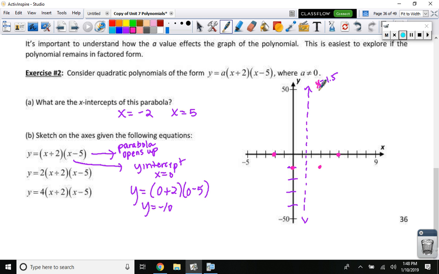What is the formula to find the axis of symmetry? X equals -b over 2a, right? But then it's got to be standard form so you can find out what b is and all that. Okay? So we don't need any of that though because we already know what the axis of symmetry is. So y equals (1.5 plus 2) times (1.5 minus 5). That's 3.5 times -3.5. Right. What do we get? -12.25.